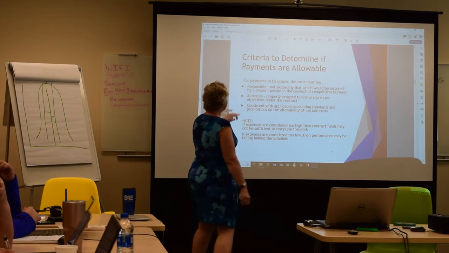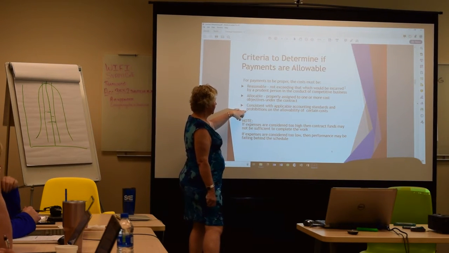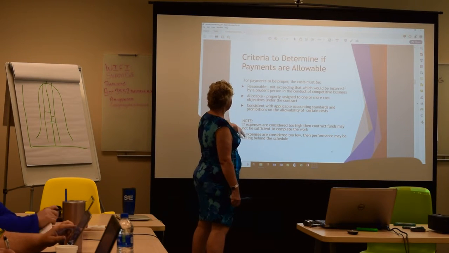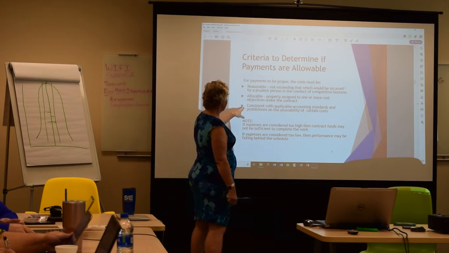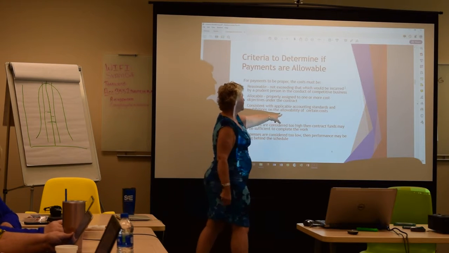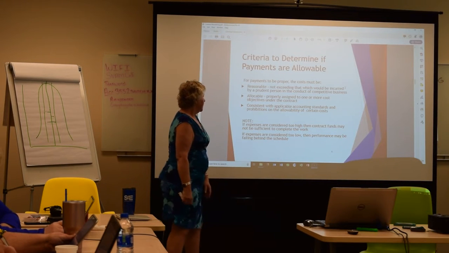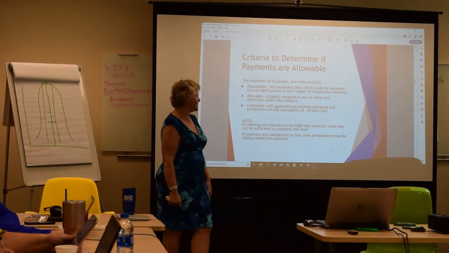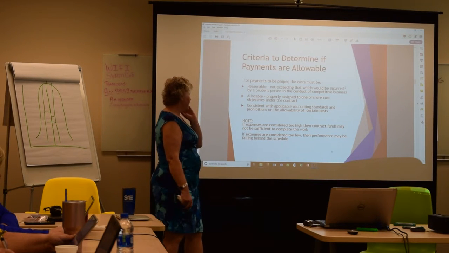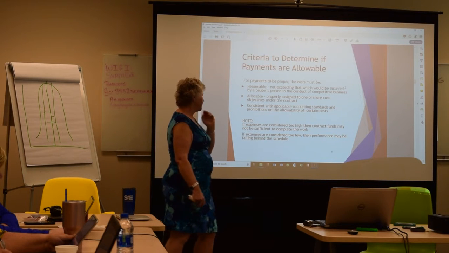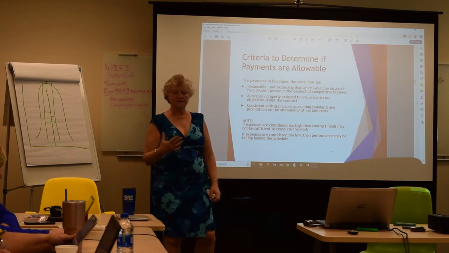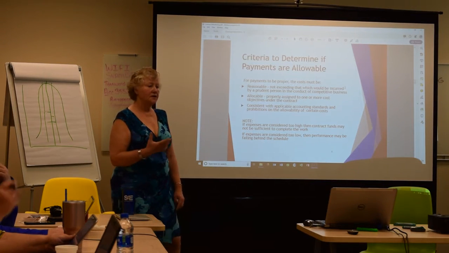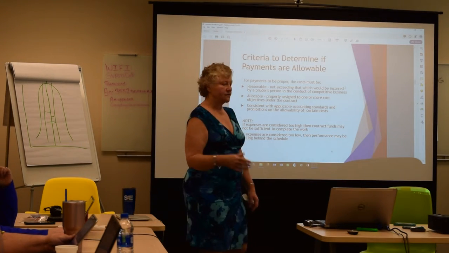Okay, here's our three big words: reasonable, allocable, and consistent with appropriate accounting standards, as well as allowable, right? Consistent with the allowability of certain costs. If expenses are considered too high, then contract funds may not be sufficient to complete the work. If expenses are too low, then performance may be falling behind schedule. So these are some of the indicators. Those are kind of the red lights that go off in the government's mind when they're looking at how you're progressing with the work.